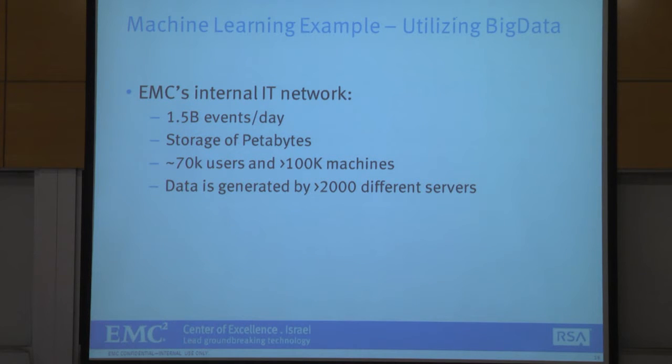And we try to tell ourselves that we have nothing to hide, right? So this is the EMC environment, and I'm only talking about the internal IT network. We have about 1.5 billion events per day and petabytes of storage, about 70,000 users across 87 countries, and more than 100,000 machines, and more than 2,000 servers that generate data.